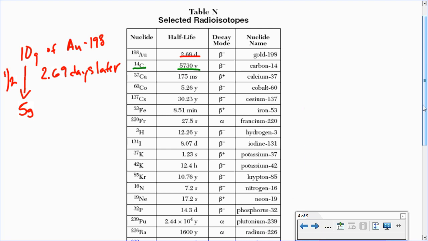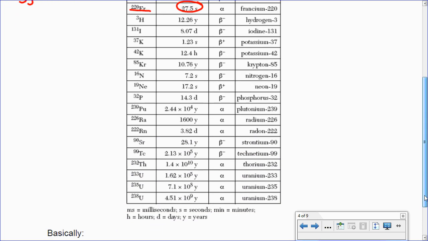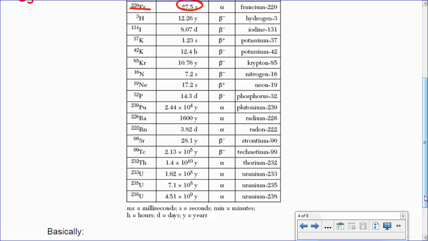Some of these radioisotopes, like gold, have a very short half-life. Others have even shorter. Francium-220, 27.5 seconds. Not so long of a half-life now, is it? But for other ones, the heavier the elements get, typically the more stable the radioisotopes are. If we look down here at the uraniums, these are the ones that are used in nuclear reactors. So these are reactor fuels.